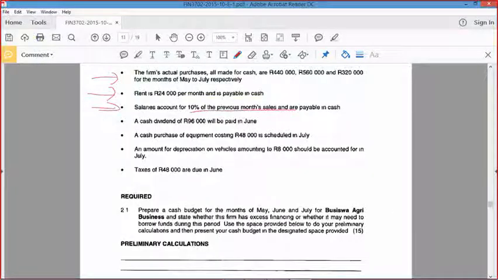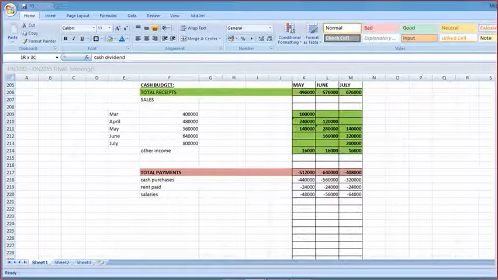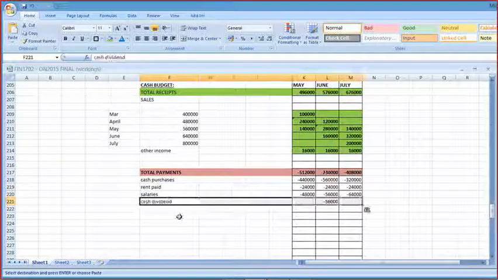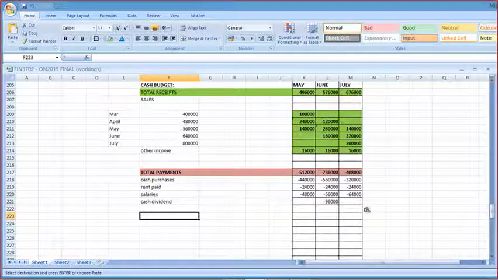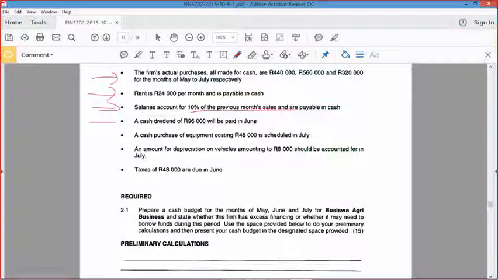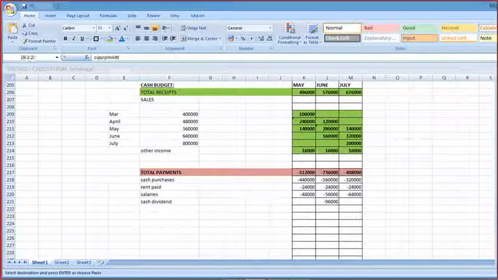Okay, go back to the question. Cash dividend 96 in June. Where am I going to put that? In June. Exactly. Next one. Cash purchase of equipment 48 in July. I'm going to put that in July.